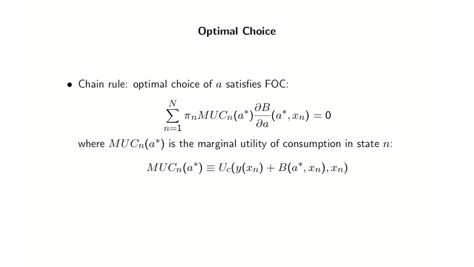So this is just, as I say, maximizing this function with respect to A. You'll have a partial derivative of B with respect to A in every state. Then you have to take the chain rule, so you have to take the marginal utility of consumption outside of that. And that's what this is supposed to represent. And so that's what the optimal choice of A would be.